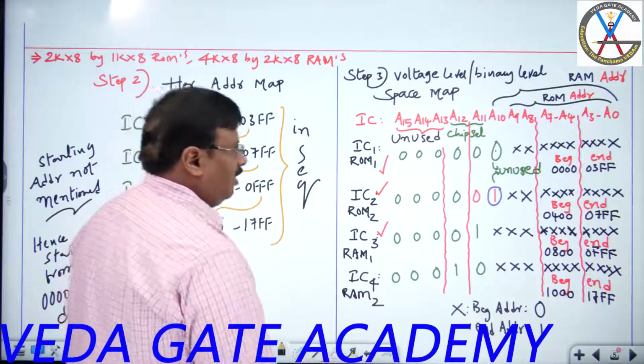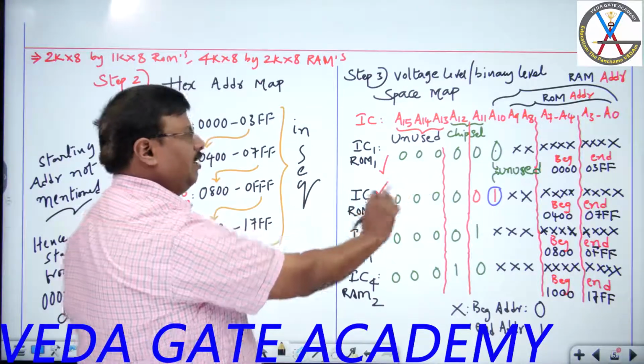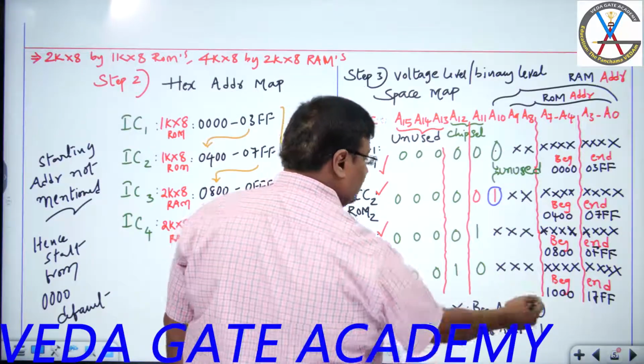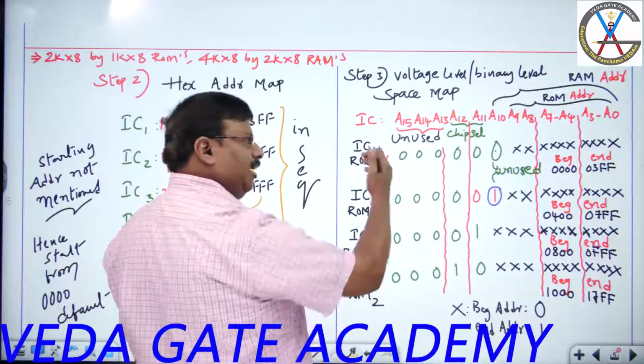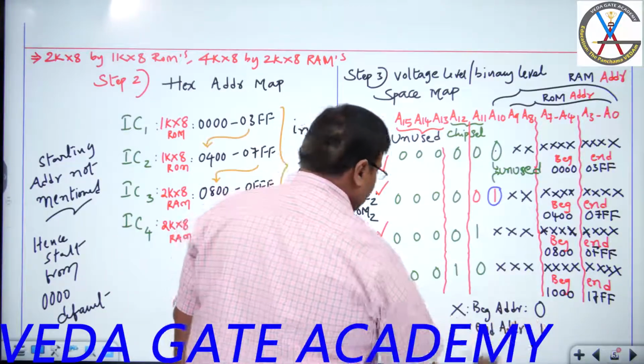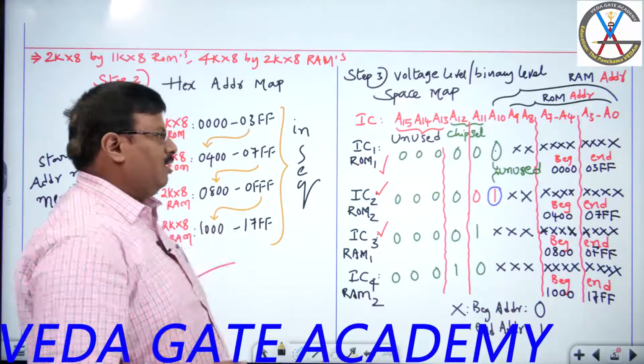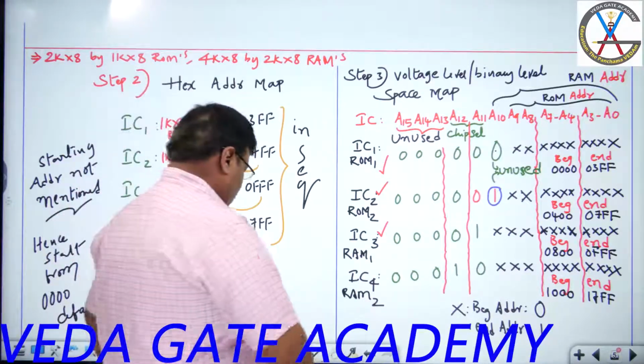So when I am calculating, please always remember in this table: when I am calculating the beginning address, keep all don't cares 0. When I am calculating the ending address, keep all don't cares 1, because don't care possibilities are 0 or 1. Here are the adjustments you see. What did I do?